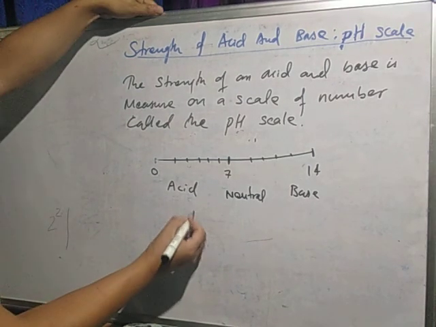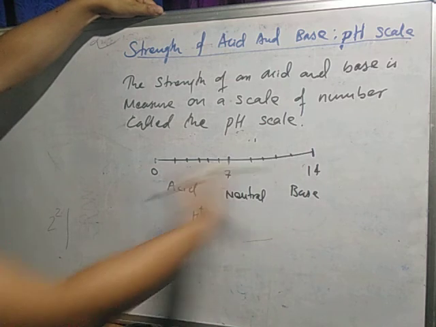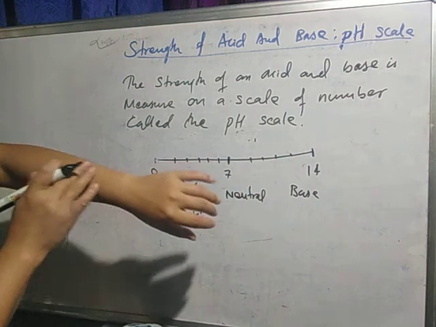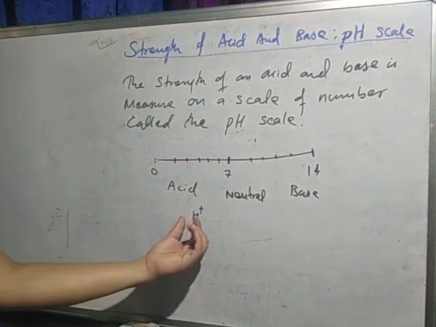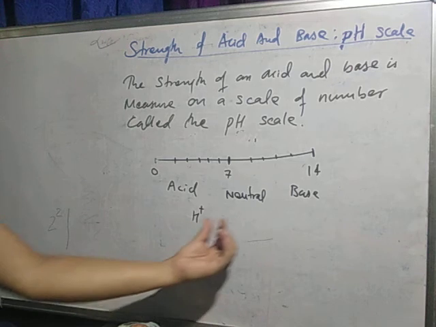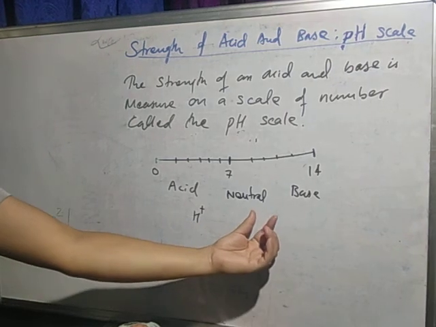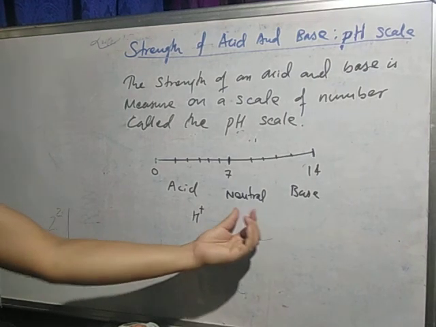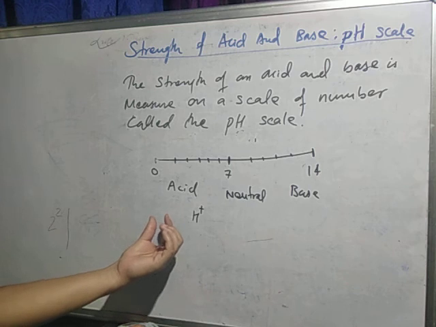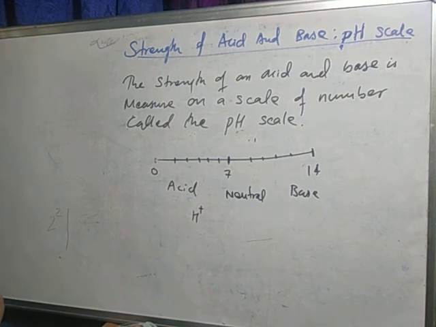So hydrogen ion, concentration of hydrogen ion, if hydrogen ion increases, then what happens? Basic, inversely, isn't it? If it decreases, then what happens? Acidic, clear? So inversely proportional to the hydrogen ion.